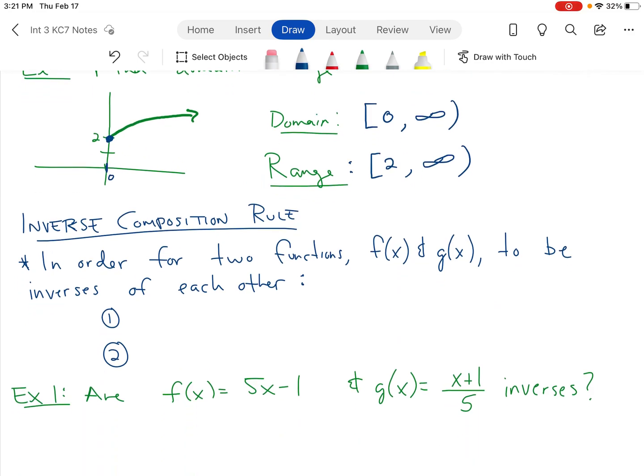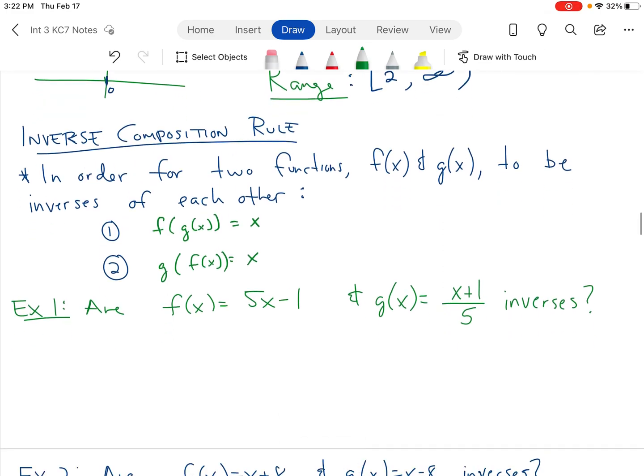Now, inverse composition. The inverse composition rule can get a little tricky. In order for two functions, let's say f of x and g of x, to be inverses of each other, you need to meet two things. You need f of g of x to equal x when you simplify it, and you need g of f of x to equal x when you simplify it. If they are equal to x, then they are inverses of each other. If they are not equal to x, then they are not inverses of each other. Now I know this sounds a little complicated, so we're going to go ahead and do some examples.